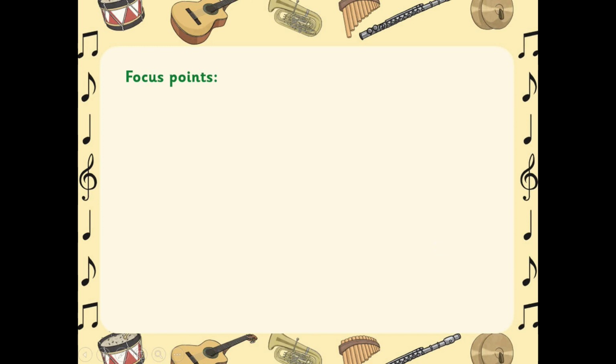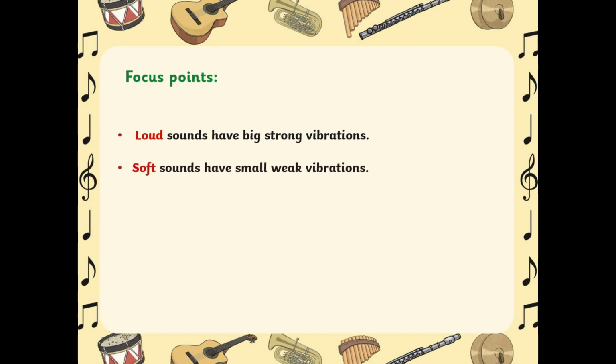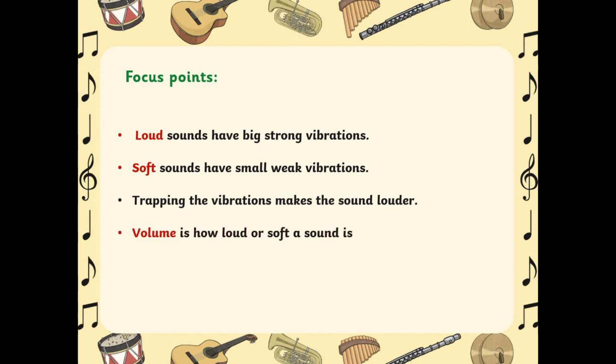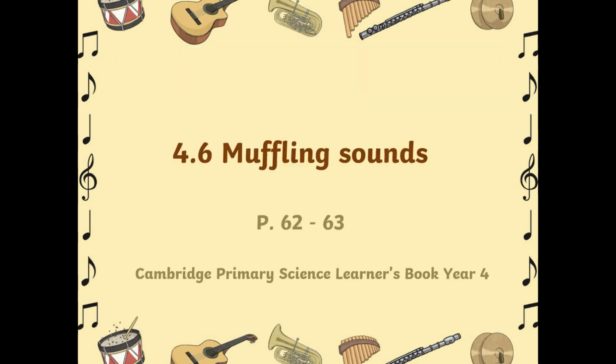The most important points in these two units are: loud sounds have big, strong vibrations. Soft sounds have small, weak vibrations. Trapping the vibration makes the sound louder. Trapping means that the smaller the distance, the more we trap the vibration. Volume is how loud or soft a sound is. We measure the volume of the sound with a sound level meter.